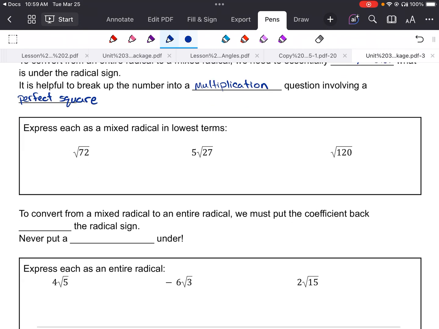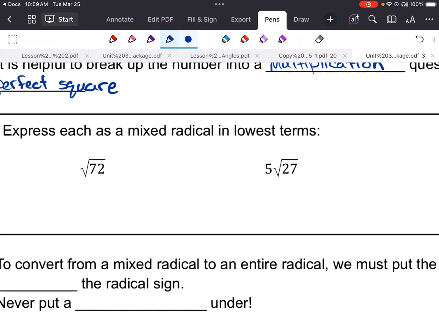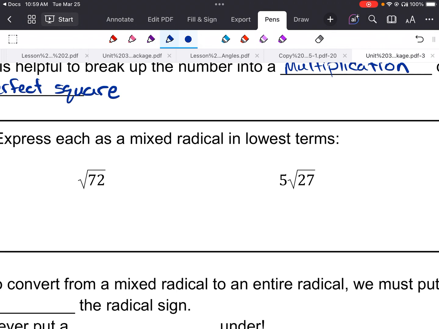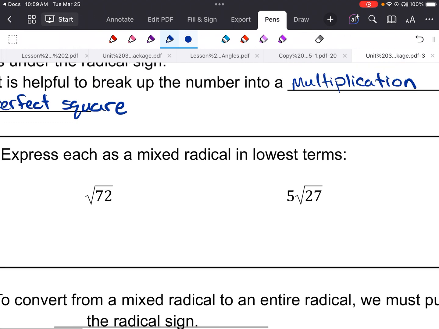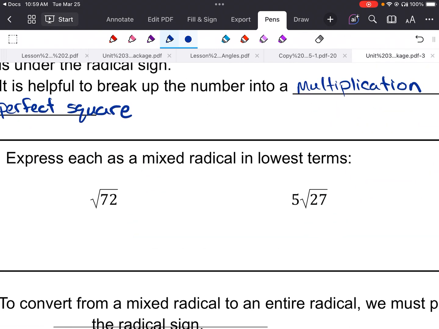Okay, so for example, 72, there are multiple ways to multiply to 72, but the one that we can think of where one of the multiples can be square rooted is the multiplication of 36 and 2, because you can square root 36, so what this becomes is 6 root 2.